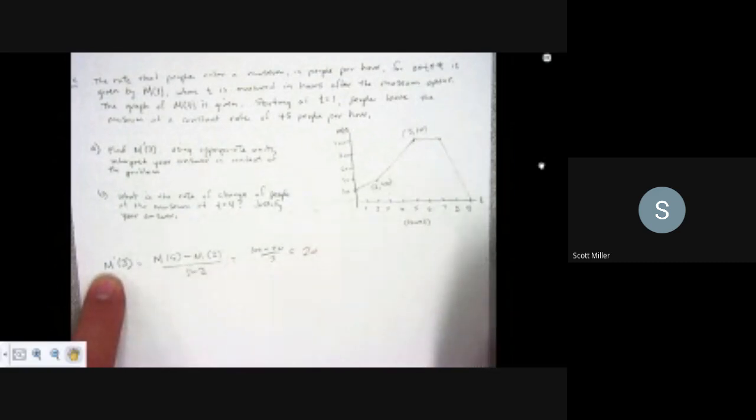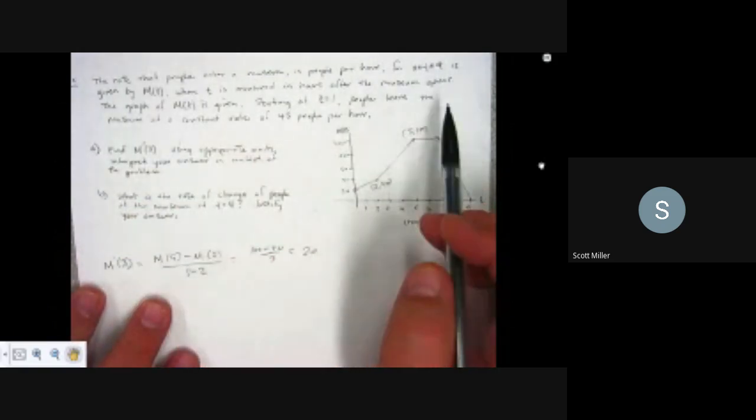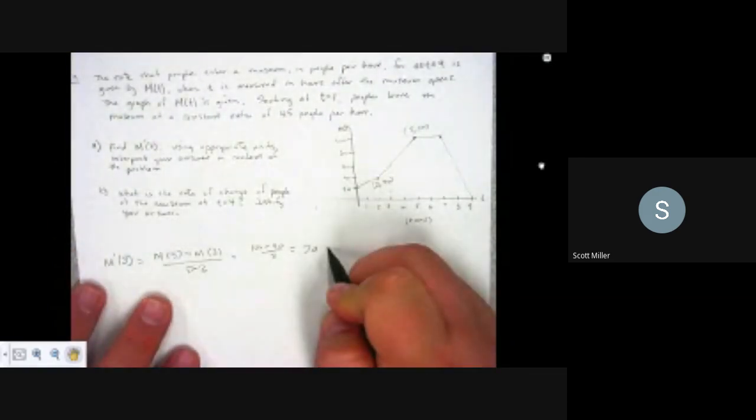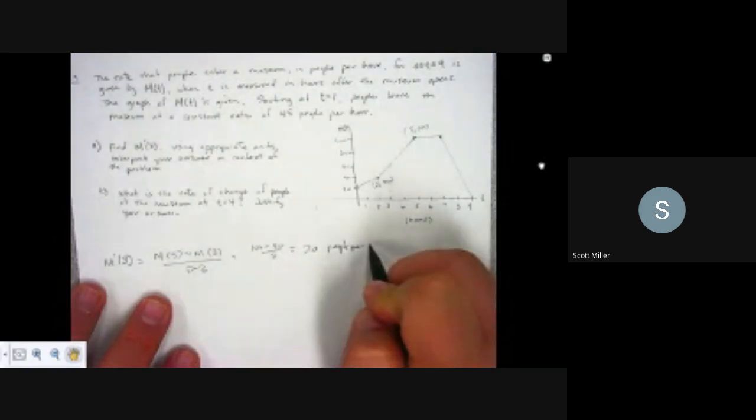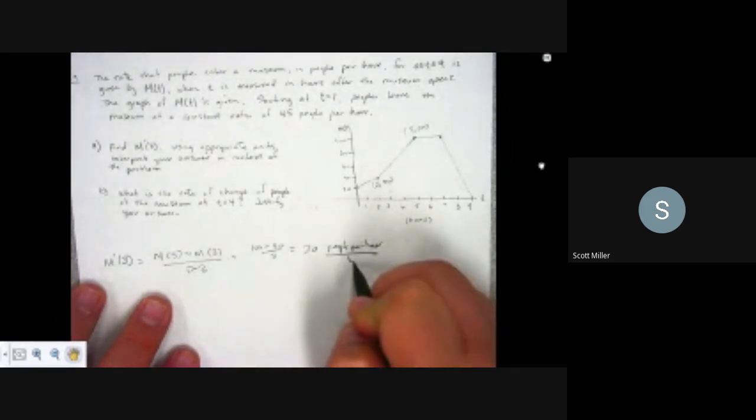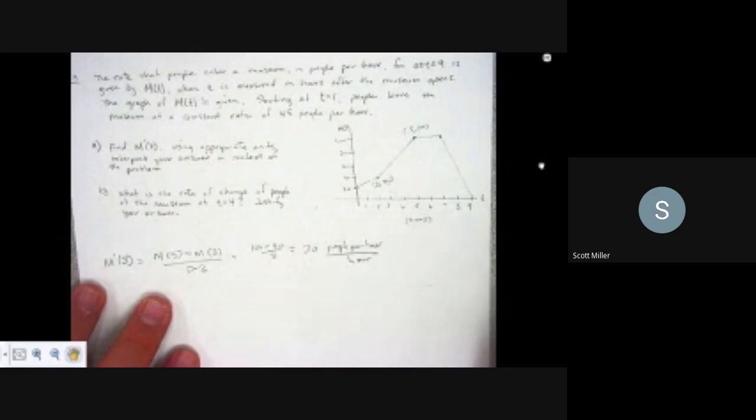And then we've got to figure out our units. The units for M are measured in, the rate at which people are getting in the museum is M of T. T is measured in hours. And so then M is people per hour. So then there's 20 people per hour. So that would be the answer to M prime at 3.